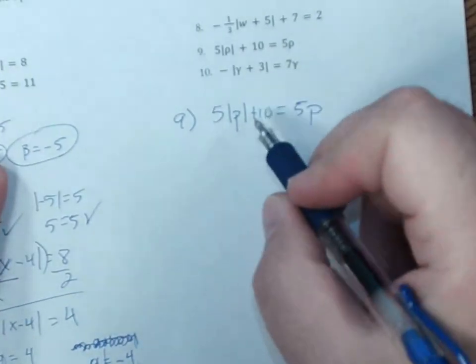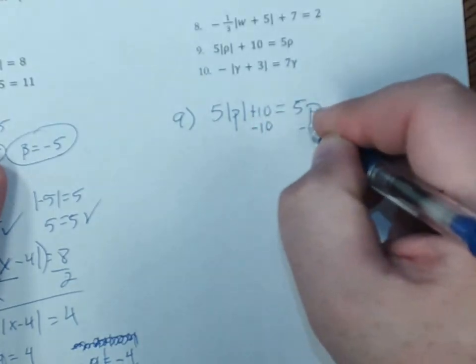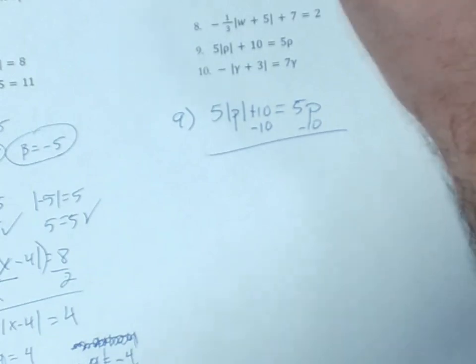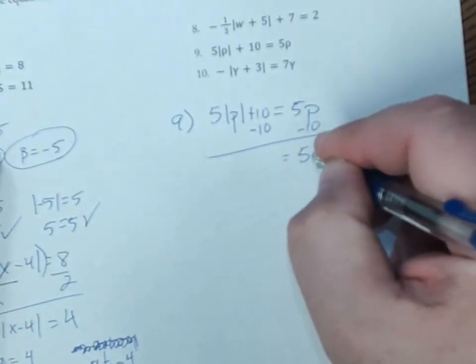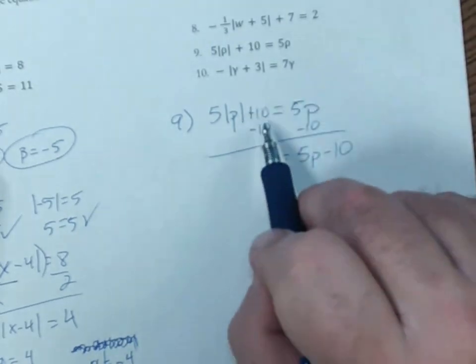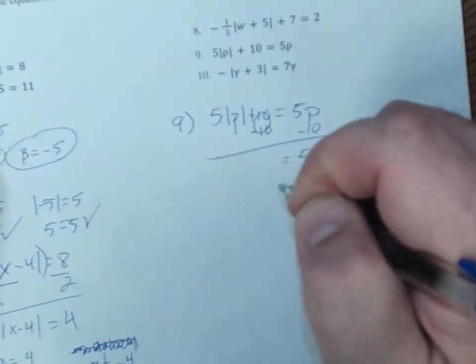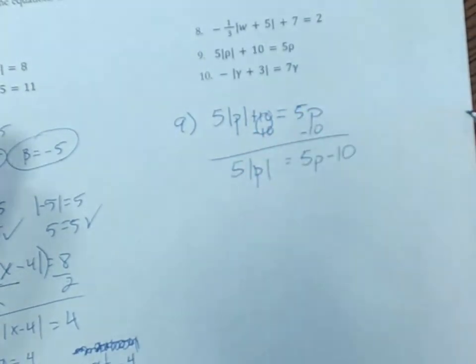So to do that, first I'm going to cancel this plus 10 by making a 0 pair by subtracting 10. And I know what you're saying. Kingsbury, you can't subtract 10 from 5p. You're right. I can't. What I'm going to do then is write what I would do if I could. I would do 5p minus 10. Over here, 10 minus 10 is 0, and 5 times the absolute value of p plus 0 is just 5 times the absolute value of p.